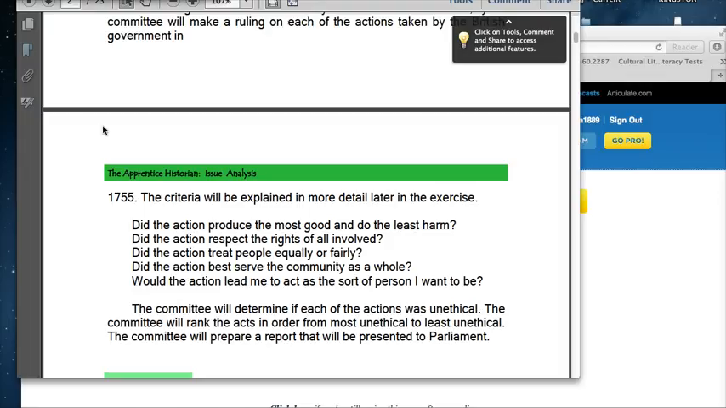The overall question that we're looking at is, question plural, did the action produce the most good and do the least harm? Secondly, did the action respect the rights of all involved? Thirdly, did the action treat people equally or fairly? Did the action best serve the community as a whole? And would the action lead me to act as the sort of person I want to be? And again, we're examining the various actions taken in the case of the Acadians.